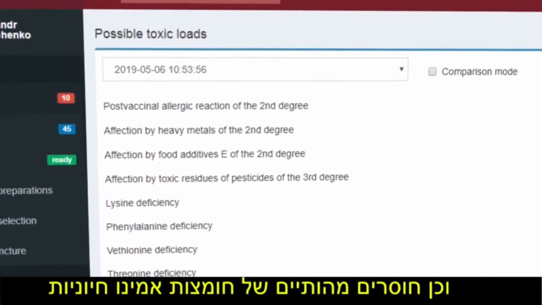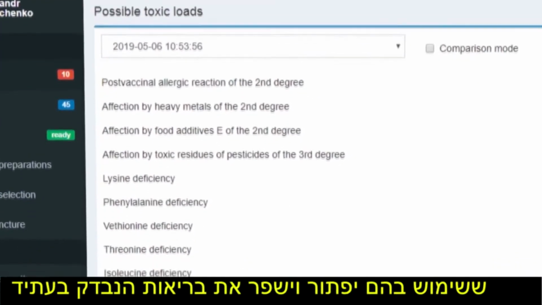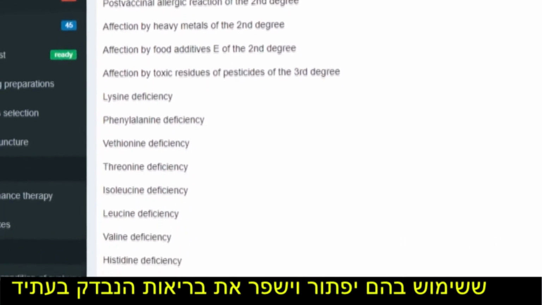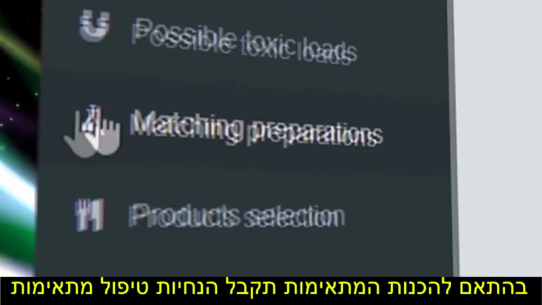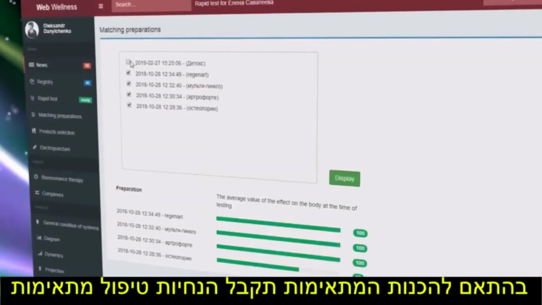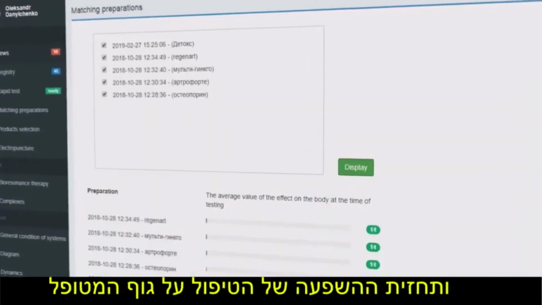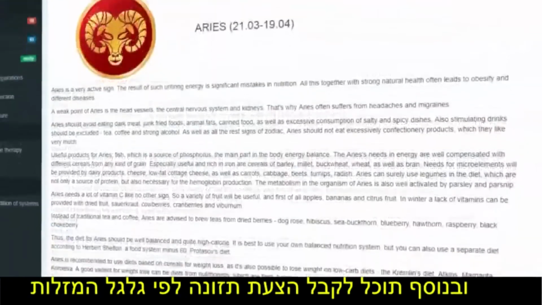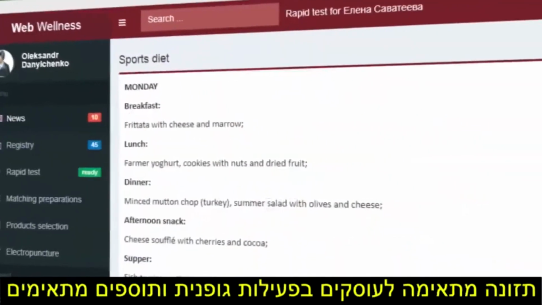Also in this program section, amino acid deficiencies are displayed that can lead to problems in the tested person's health later. According to the results of matching preparations, you can form a report in the form of a diagram by the average indication of the effect on the body. Also, you can get a report on a zodiacal diet and sports nutrition in the program.